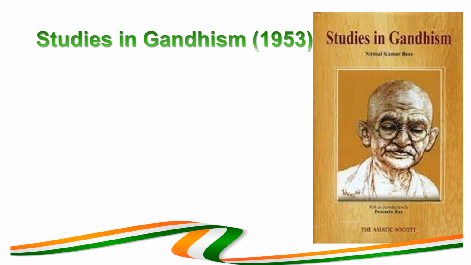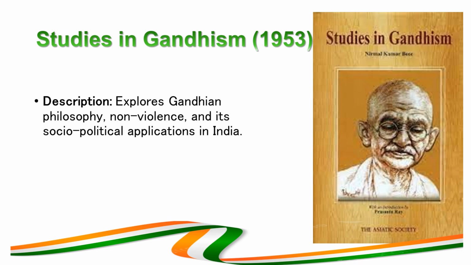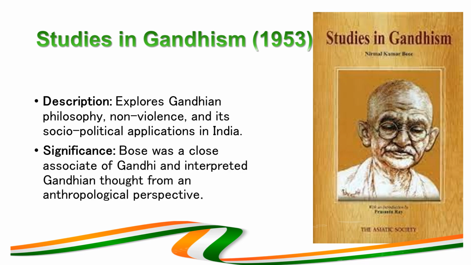6. Studies in Gandhianism, 1953. Description: explores Gandhian philosophy, nonviolence, and its socio-political applications in India. Significance: Bose was a close associate of Gandhi and interpreted Gandhian thought from an anthropological perspective.